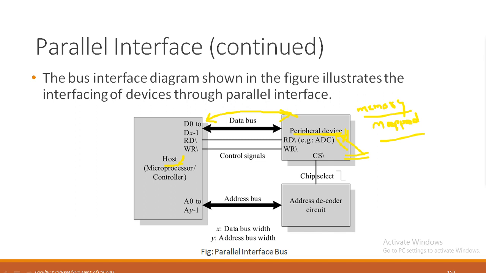So how to identify this? How to make this device active, or how to identify this device by the host? The host sends the address here. It's a set of addresses. Okay.